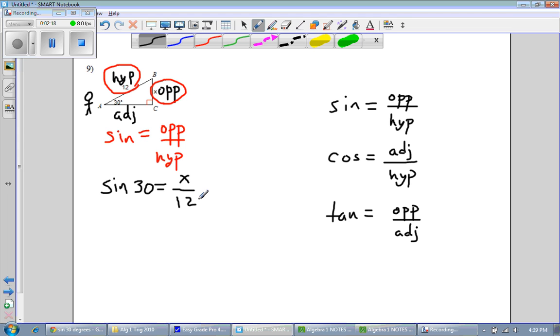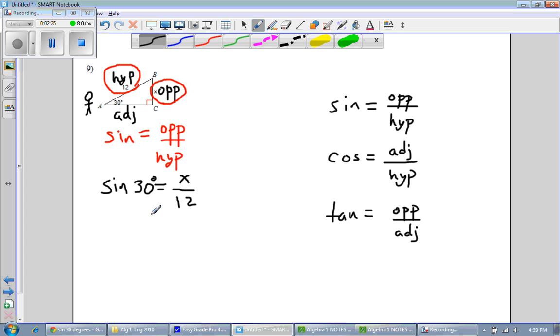So what are we looking at here? This kind of looks like an equation, except the sine of 30 degrees, you can put a little degree symbol there if you want, doesn't really matter, but that's not a number. You can't take that 30 and multiply it times 12 or do anything with it. This is a ratio, the sine of 30 degrees. Where do we find this?